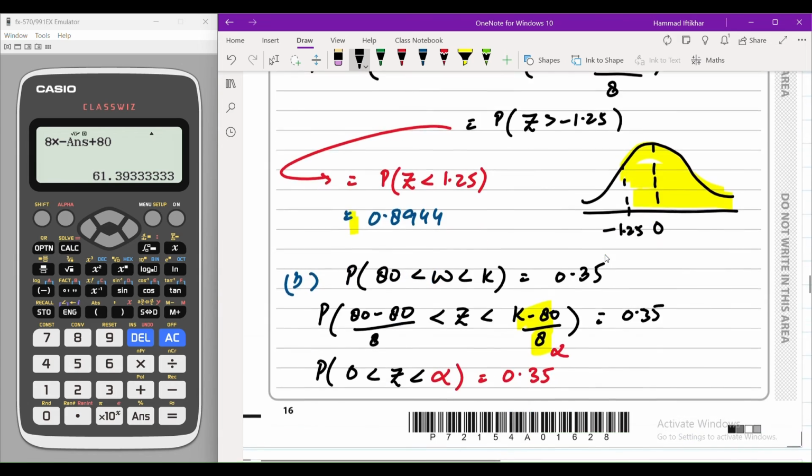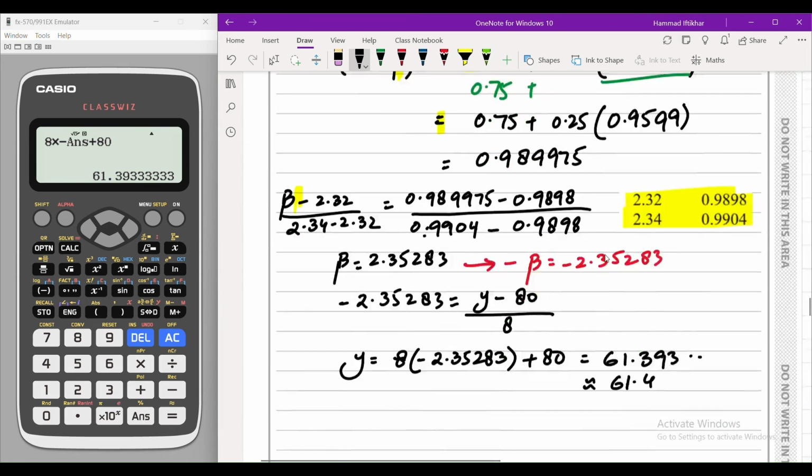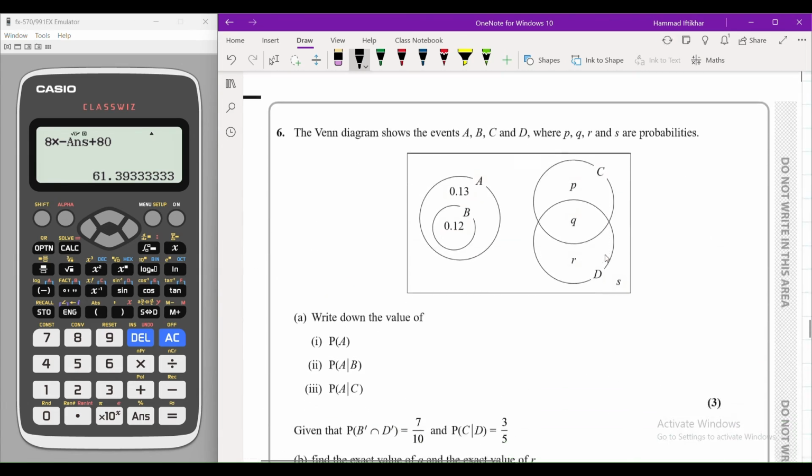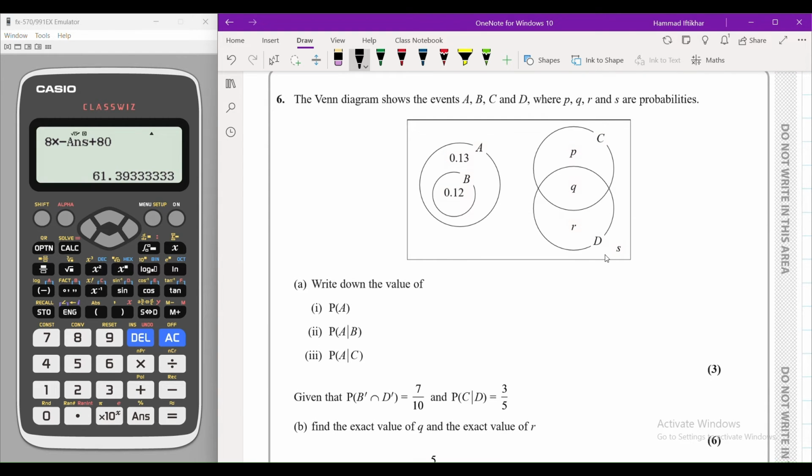Yeah, okay, all right. Moving forward, on to question number 6. The Venn diagram shows the events A, B, C, D, where P, Q, R, and S are probabilities. Okay, all right. Write down the value of the probability of A.